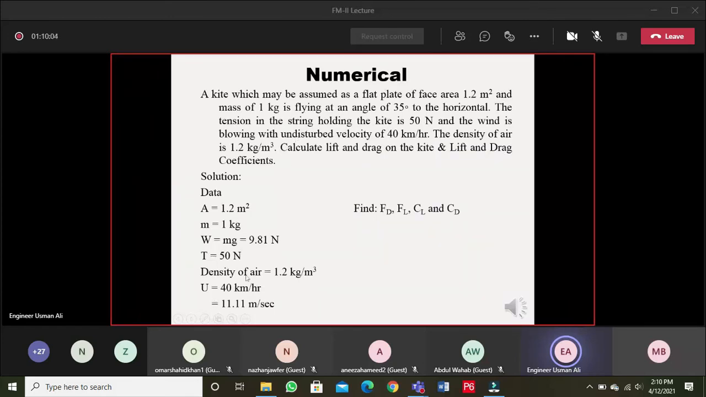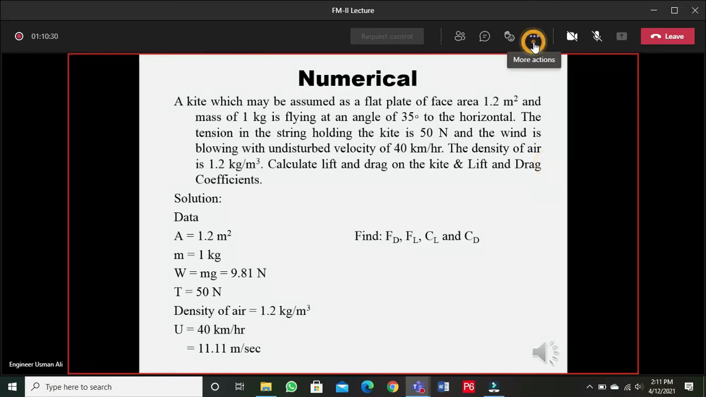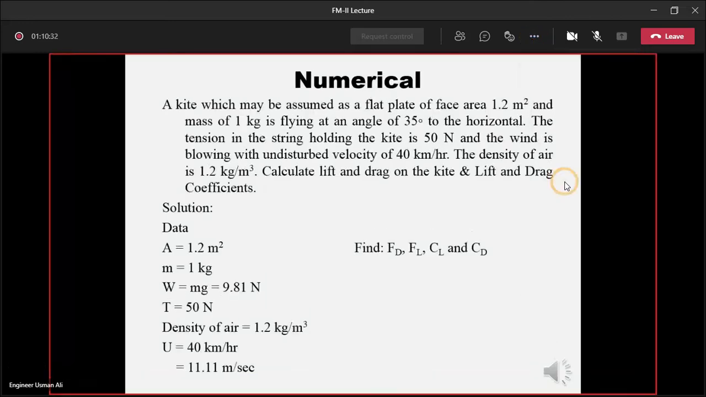The density of air is 1.2 kg per cubic meter to be used. The velocity of the wind is converted to meter per second. So 40 into 1000, that will be meters. An hour has 60 into 60 seconds. So 40,000 divided by 3,600, so that you get 11.11 as the answer for it.